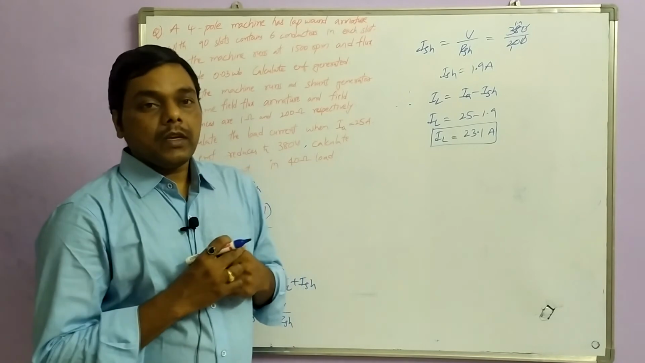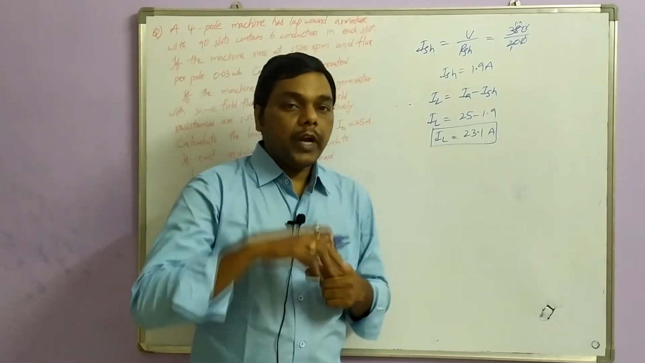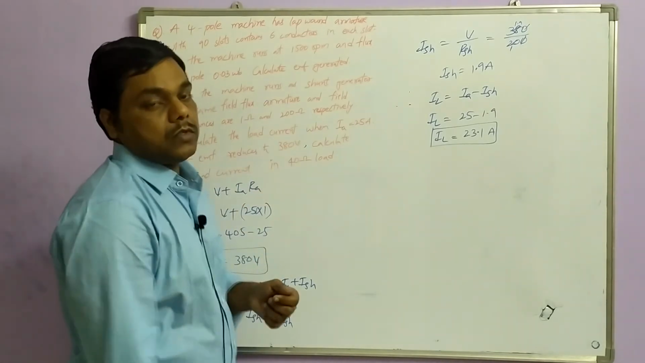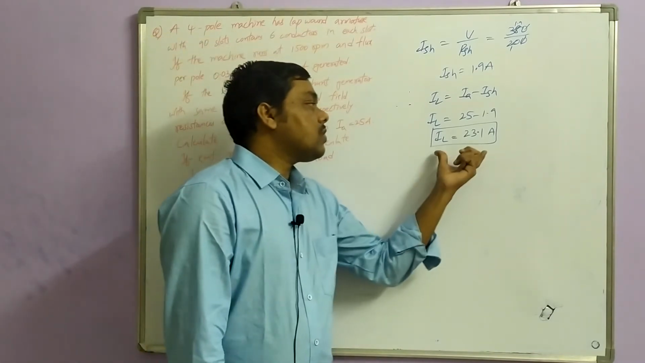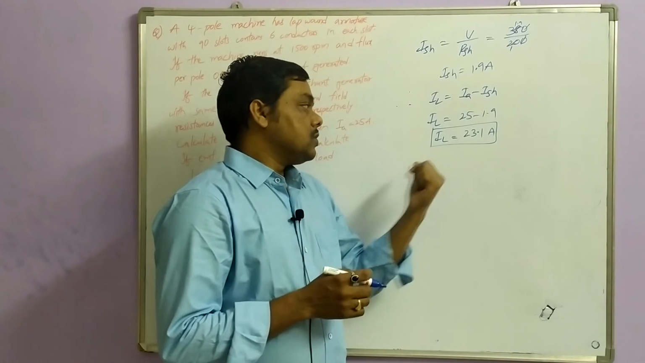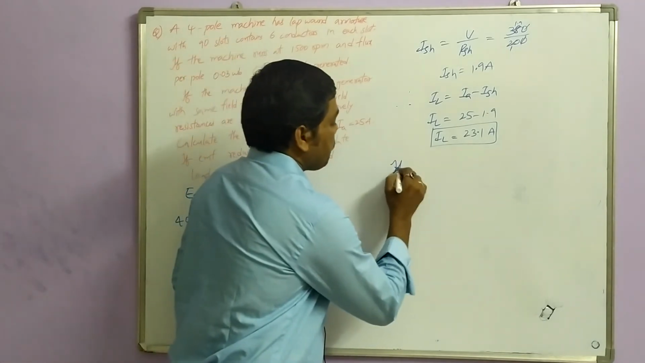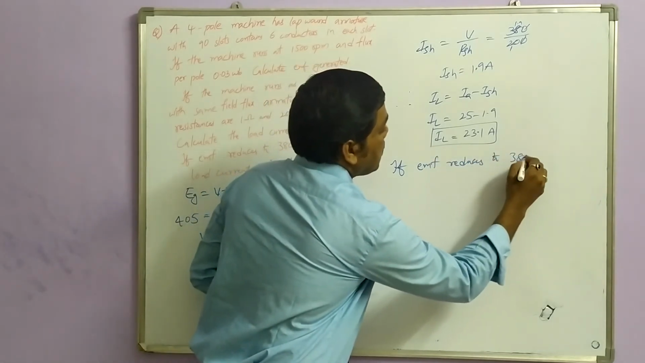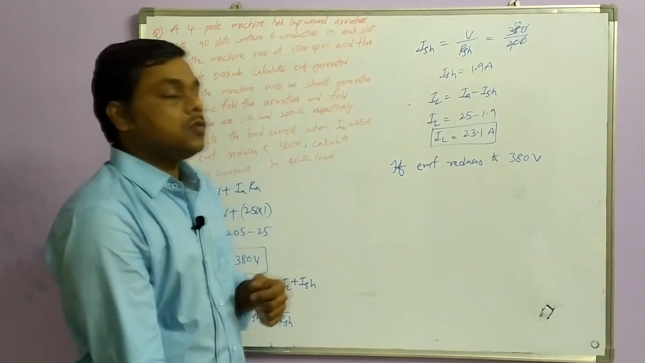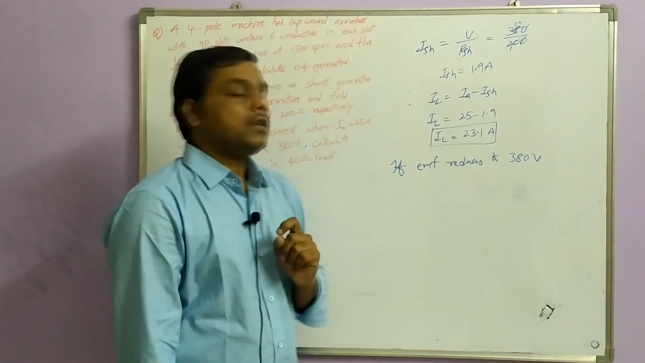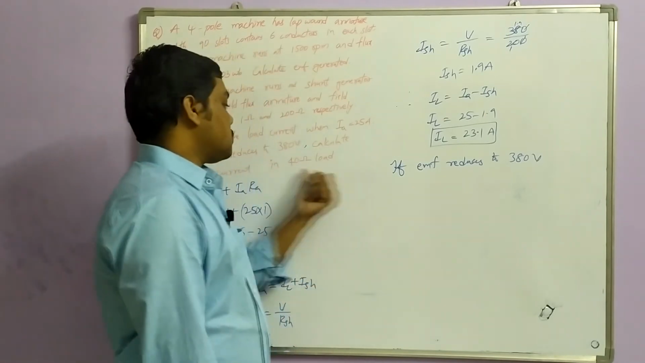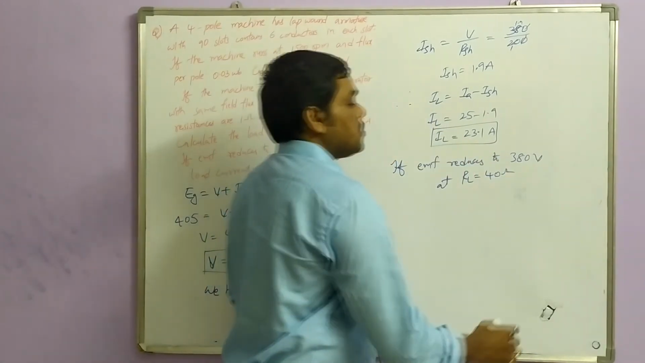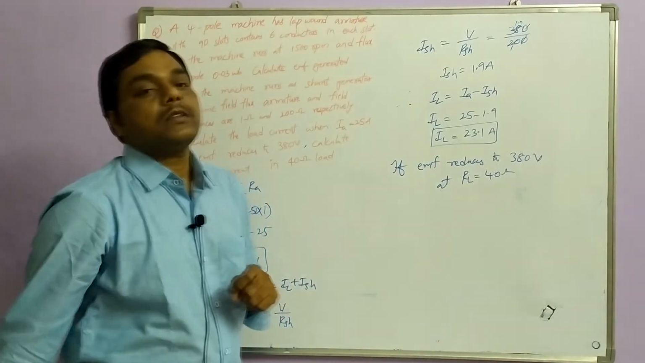Now what is the second case? The generated EMF reduces. In the previous case it is 405, now it reduces to 380 volts. Now for that case, what will be the load current? Now see the second case, if EMF reduces to 380 volts, and also load is given. So at load resistance of 40 ohms, what is the load current he is asking.